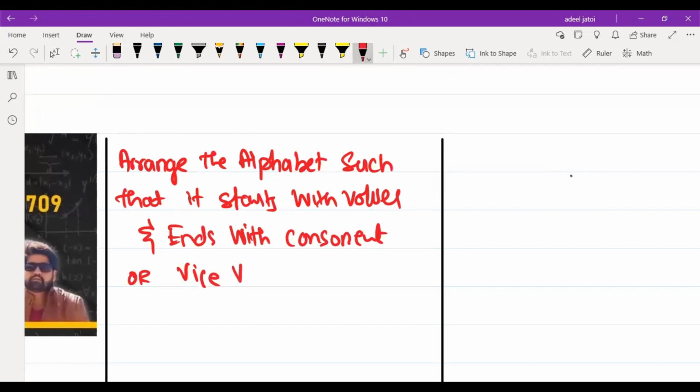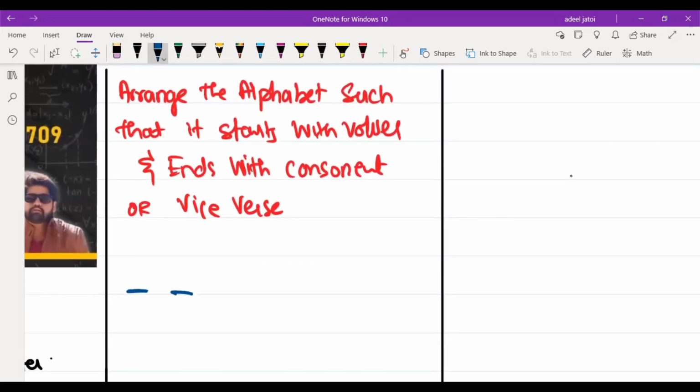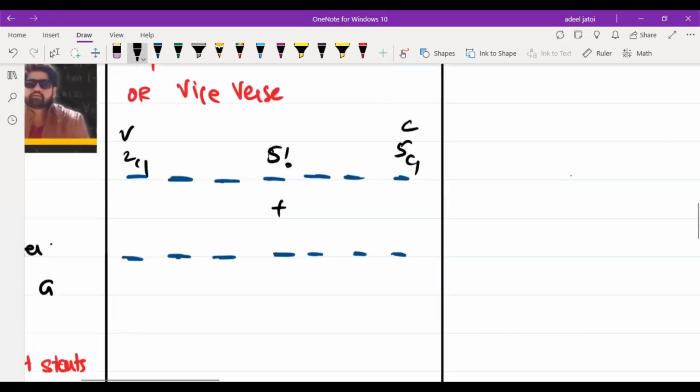So that means the question is very open: it can also start with consonant and it can end with vowel. So what we need to do is draw 1, 2, 3, 4, 5, 6, 7. Let's have 2 blanks. In the first part, it says vowel and consonant. So 2C1 and 5C1 and in the middle 5 factorial. So these are the 2 options, vowel, consonant. Now we'll go for consonant and vowel, 5C1, 5 factorial and 2C1.